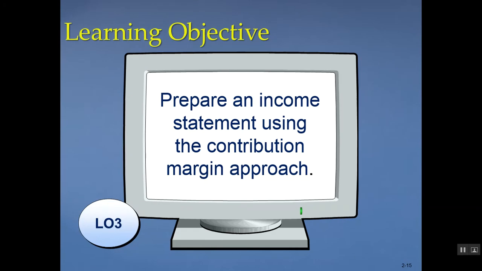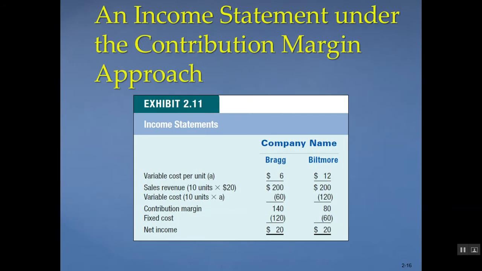Now let's look at an income statement using the contribution margin approach. A contribution margin is a really important concept that we're going to talk about the entire semester. You're used to seeing a normal income statement that has sales, cost of goods sold, gross margin, less expenses, and then the net income. Here what we're doing is we're starting with our sales. All income statements start with sales.